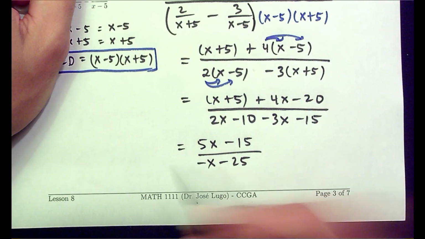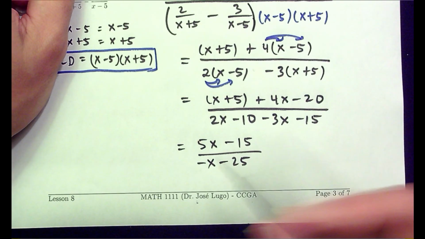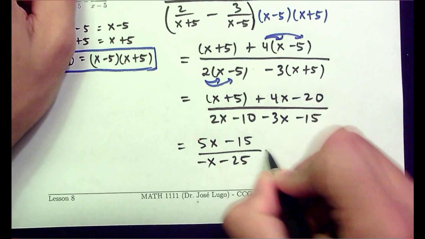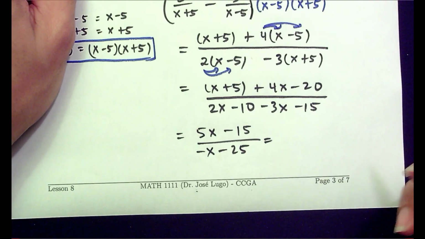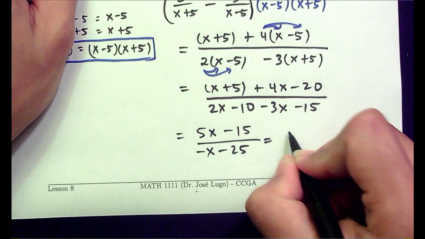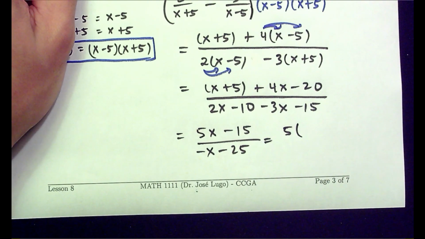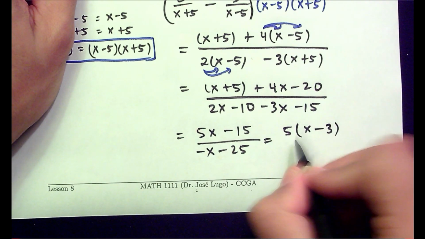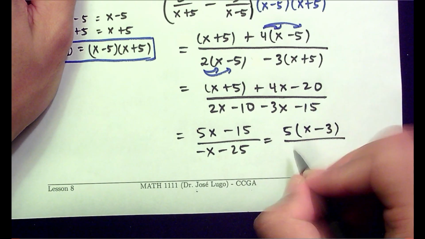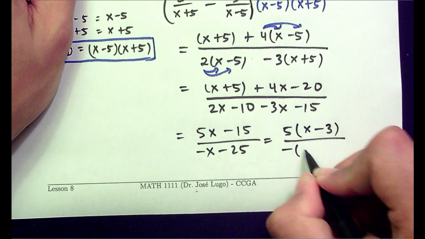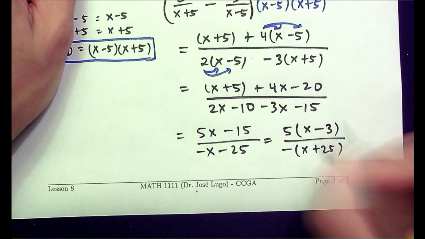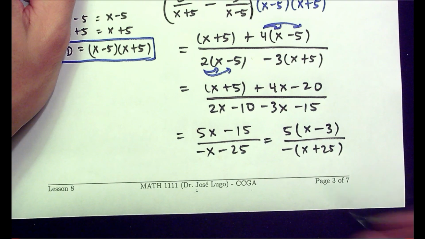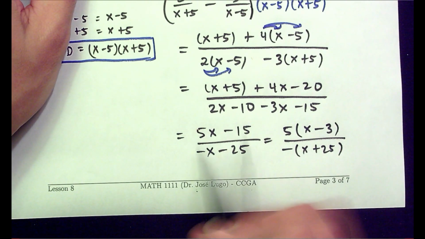All right, and now we ask ourselves, can we simplify this any more, or is that the final answer? Well, we can try. In order to try, we have to factor as much as possible. So factoring the top, you can pull out a 5. You get 5 times x minus 3. And from the bottom, I guess you could factor out a negative. This would be x plus 25. You see that nothing really can be factored. So that's it. That means that you could have given this as your final answer.